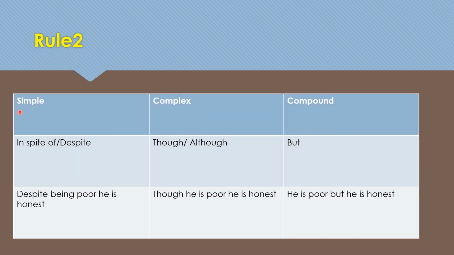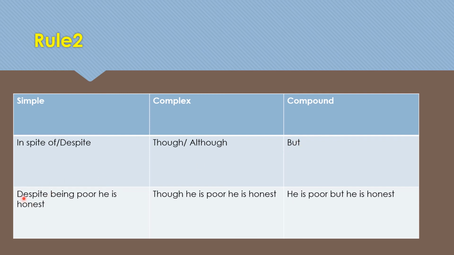The next rule, here again this was explained, sentences with in spite of and despite is explained to you. It's again put in a tabular form. So in the simple, if it is in spite of or despite, then in the complex you will use the subordinating conjunction either though or although, and in the compound you will use the coordinating conjunction but.